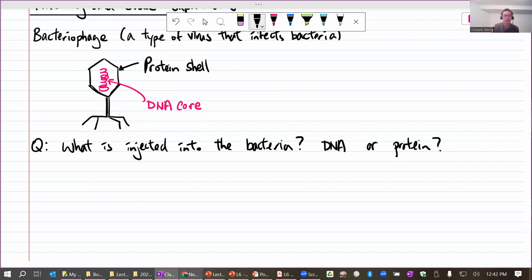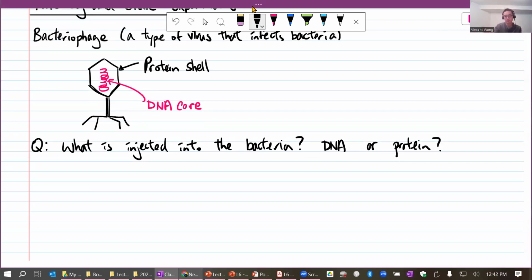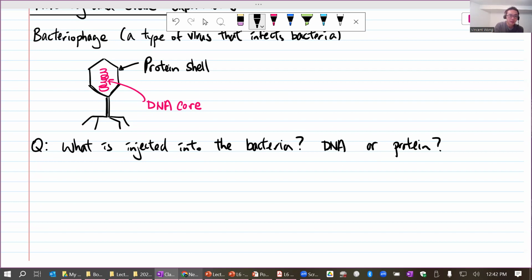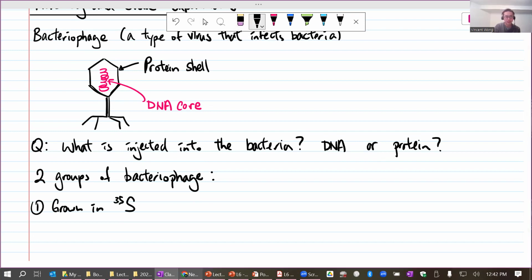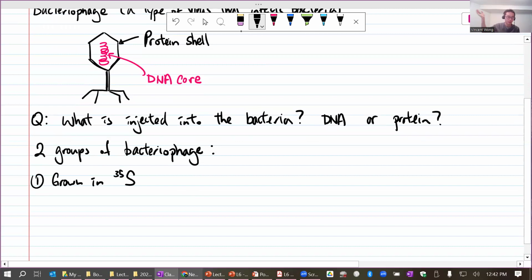Okay. So how did they figure it out? Well, they have two groups of bacteriophage. Number one, they are grown in sulfur 35. You might remember a long time ago when we first met, I told you about isotopes.